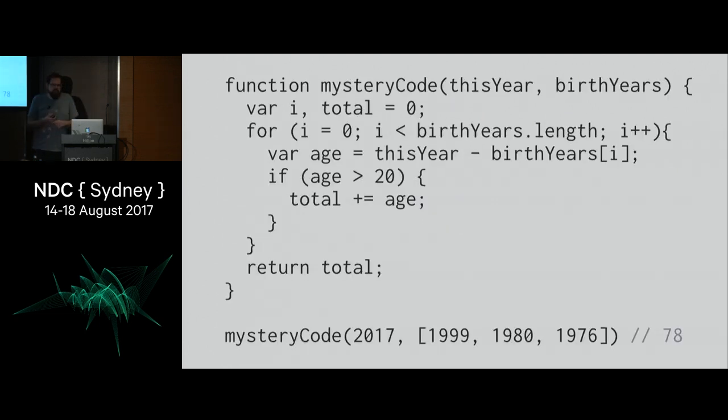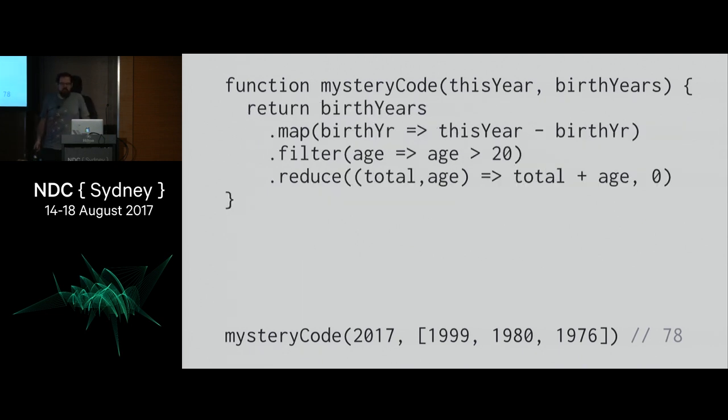So we've got a function here that we've written very much in the imperative style, which is fine. Basically it's going through all the birth years, and it's getting the ages for each one, and if their age is over 20, then we're going to add those together. It's a bit nonsense, but you know, what you're going to do. I get to make up the examples because I'm here, right?